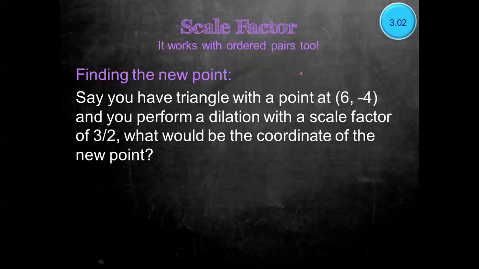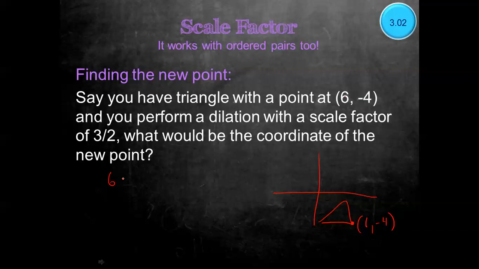So when you're finding scale factor, it works with ordered pairs too. So for example, if you're wanting to find a new point, so say you have a triangle on a coordinate plane, and one of those points is (6, -4), okay? If you perform a dilation with a scale factor of 3/2, what would be the coordinate of the new point? And so all that you're going to do here is take 6 and -4, and you're going to multiply them both by 3/2.